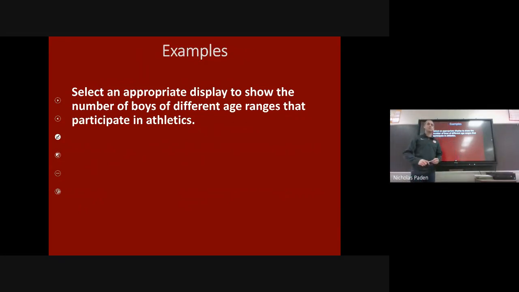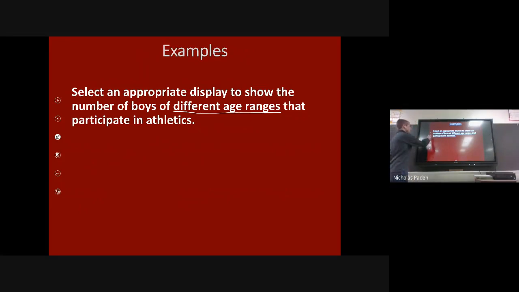Select an appropriate display to show the number of boys of different age ranges that participate in athletics. There's not one for different sports, it's different age ranges. That's what we're comparing, the different age ranges. So for example, we would have like 10 to 12, 13 to 15, 16 to 18. So that would be the different age ranges.